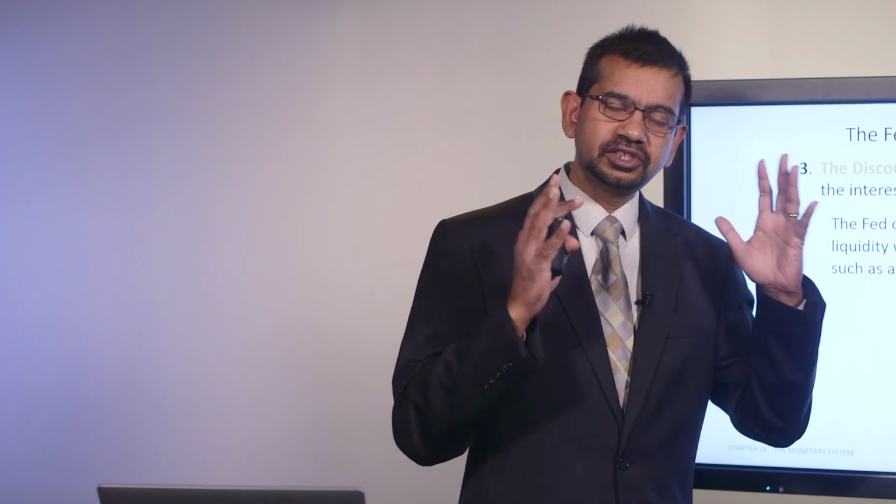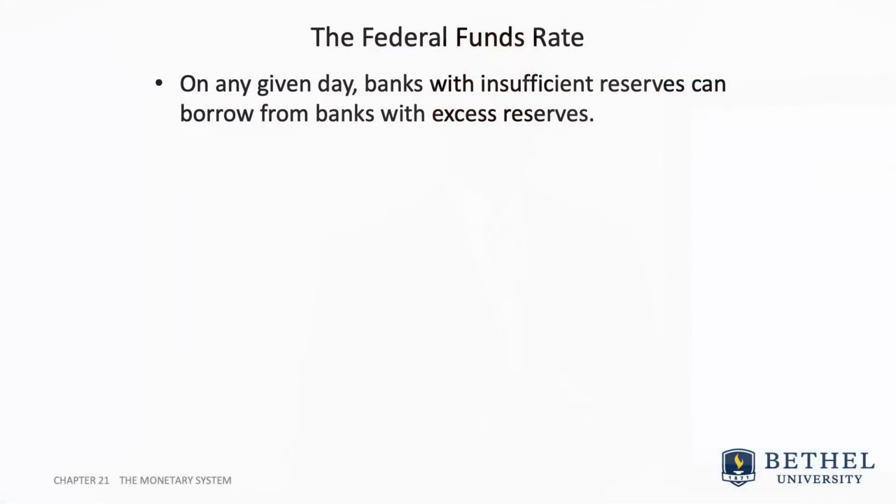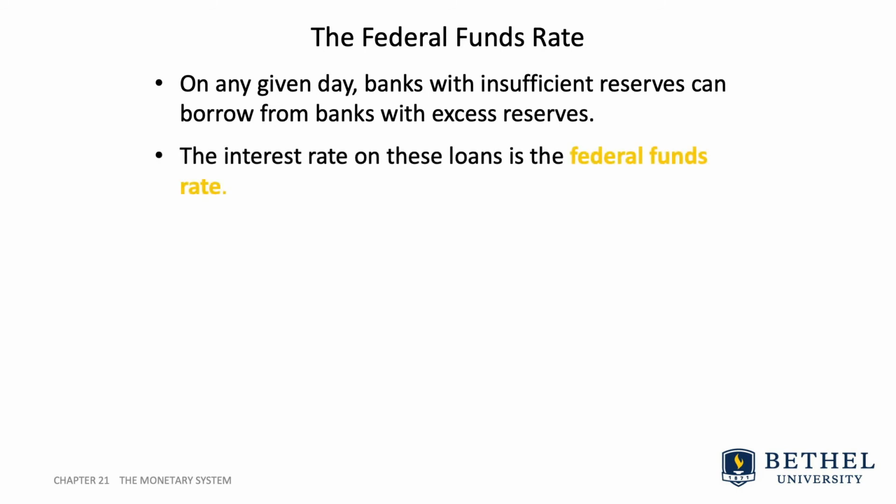Now, all these three tools target what we call the federal funds rate. The federal funds rate is the rate that commercial banks charge each other in short-term markets. On any given day, some banks may have excess reserves, and some banks may have insufficient reserves that they need to give out to their depositors. So when banks borrow from each other, the interest rate that they charge is called the federal funds rate.